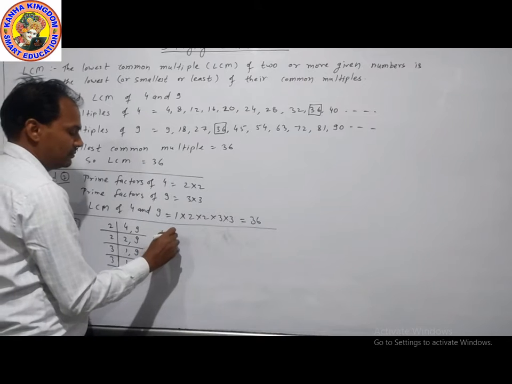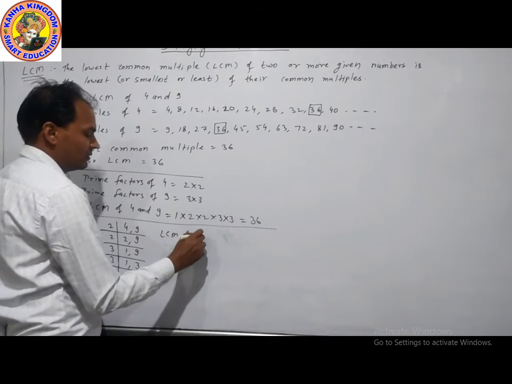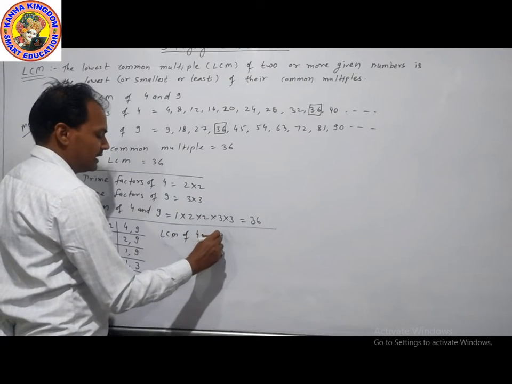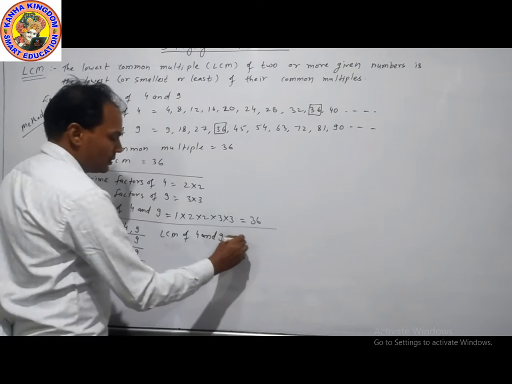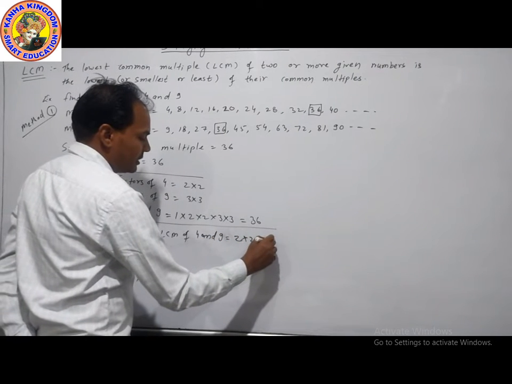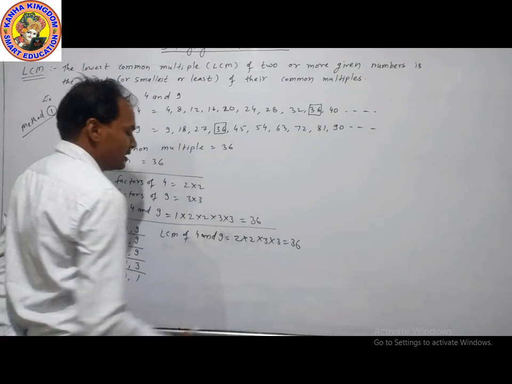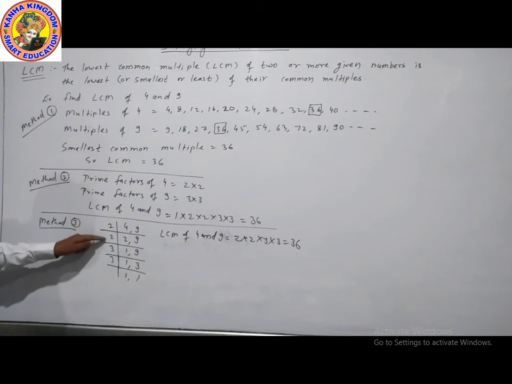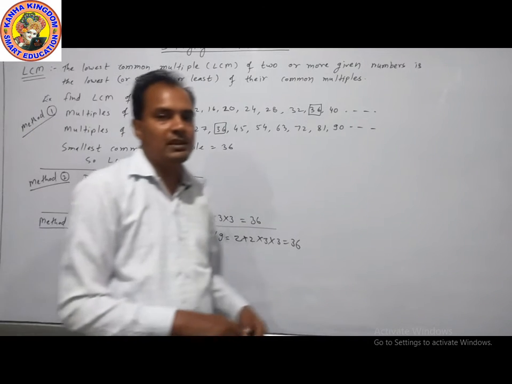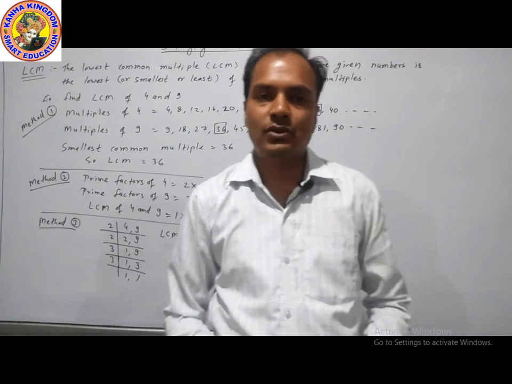So the LCM of 4 and 9 is 2 into 2 into 3 into 3. The answer is 36. You can take a screenshot of this. We will move to our exercise.